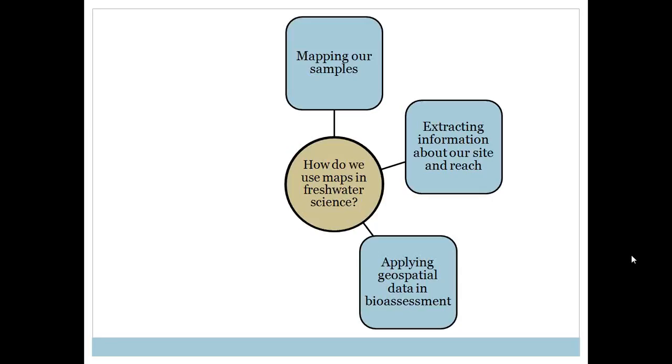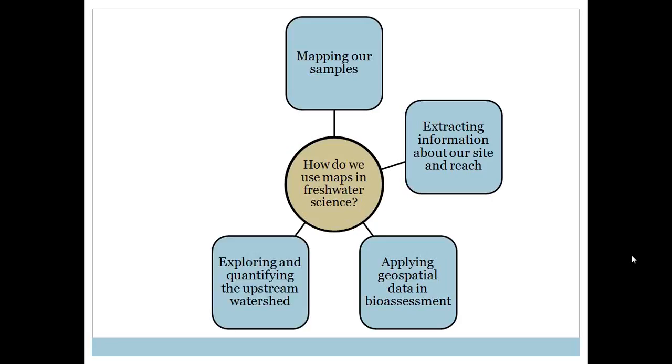You may want to use geospatial data in bioassessment, and it's one of the examples that I'll talk about at the end of the presentation: how we use these large-scale, detailed information layers that we can now access to determine how impacted our sites and regions are. Perhaps you want to explore and quantify the upstream watershed. You take a sample at a given point, but what's driving that? What's upstream of that site?